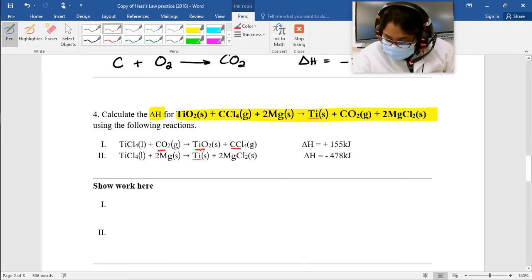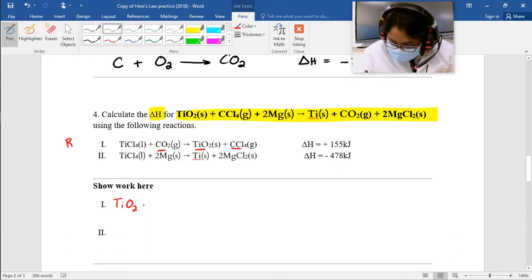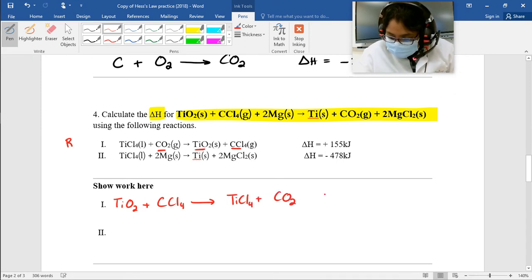Is it the correct number? Yes. Is it on the correct side? No, it's not, because CO2 should be on the product side. So let's reverse it, okay? So I'm going to write TiO2 plus CCl4 goes to TiCl4 plus CO2. And since I flipped it, I have to make this negative 155 kilojoules.